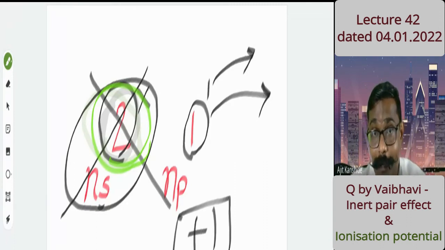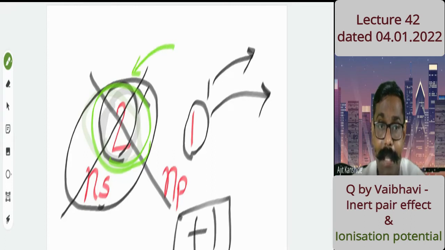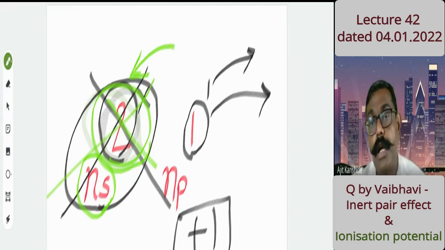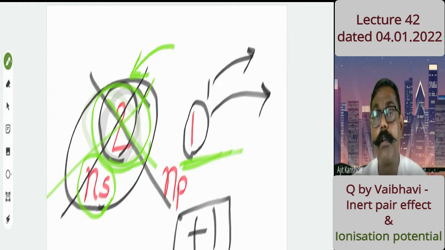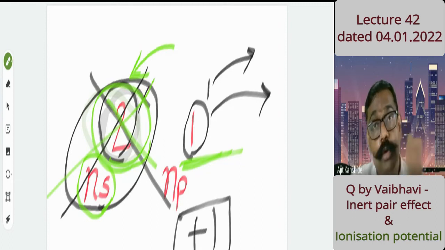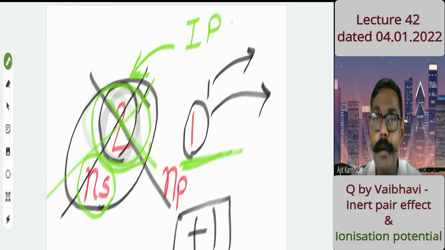So the pair of electrons present in the ns orbital is inert, due to which those electrons are not involved and are not coming out. Only the other electrons, the np electrons, will go out. So that tendency of the element to keep those two electrons tightly held towards the nucleus gives birth to the effect called the inert pair effect.